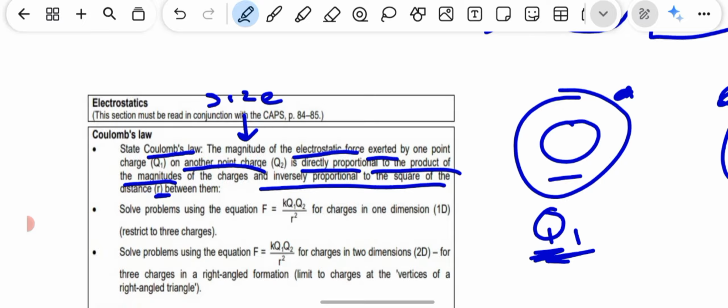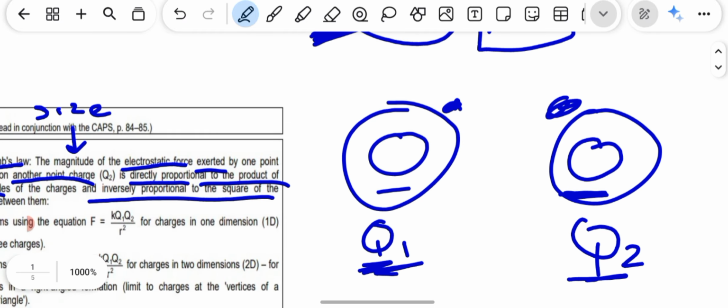Someone didn't know the meaning of magnitude. Now you guys know it's size. Electrostatic force is a non-contact force of attraction or repulsion. Now you can ask yourself, what do I mean when I say it is a non-contact force? Because these two charges can attract each other. So how is it a non-contact force? Because if they attract each other, they are going to be in contact.